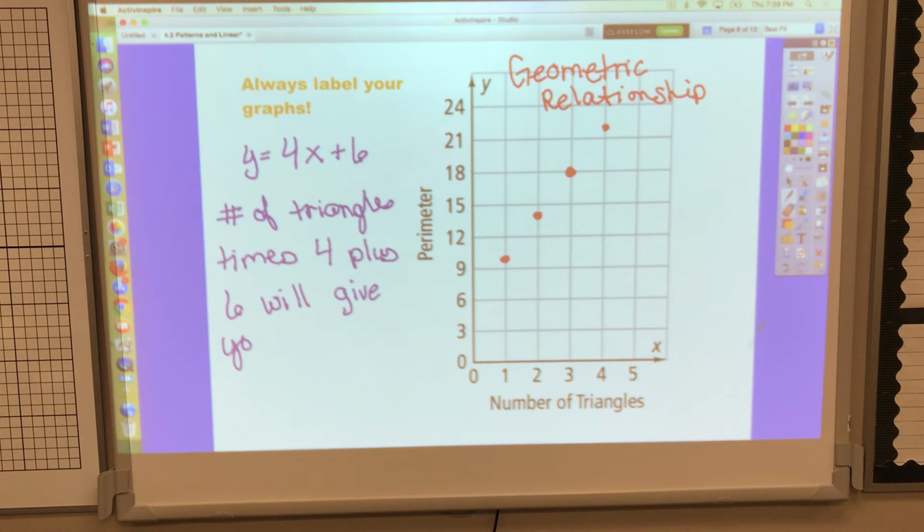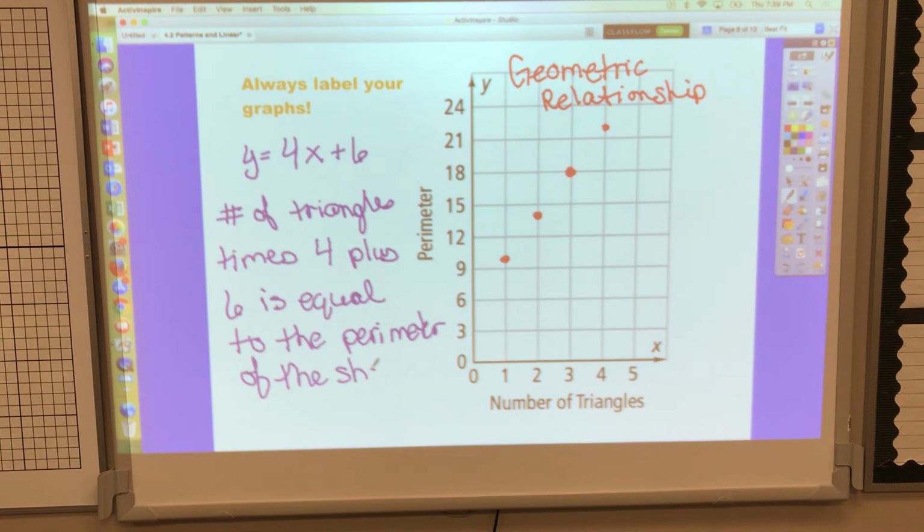Okay? Or we could say is equal to, would be a better way to phrase it. So working from an equation, the number of triangles, that's our x, times 4 plus 6 is equal to the perimeter of the shape. Okay? So that's easiest to figure out that word form after you have your equation.